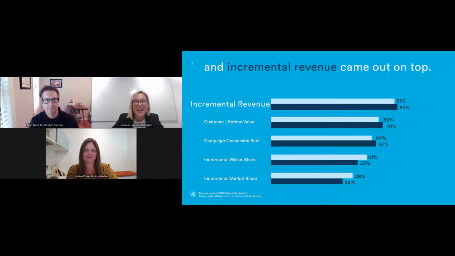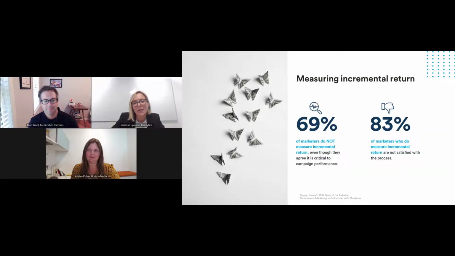But we also uncovered a disconnect between these two units about whether the right measures were being implemented to measure the performance of these programs. And I imagine that this disconnect, this sentiment, is fueled by the fact that the vast majority of marketers, 69%, are not even measuring incremental return. There's no programs in place that can drive to that metric.